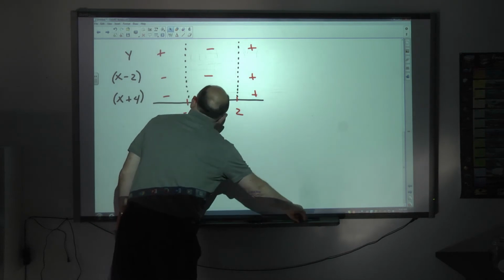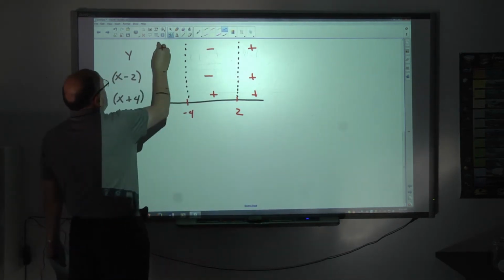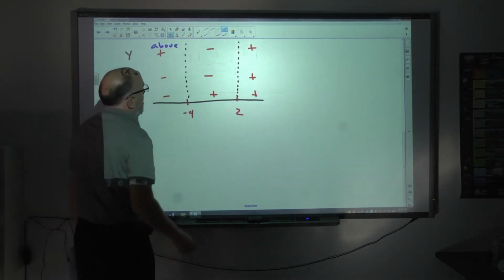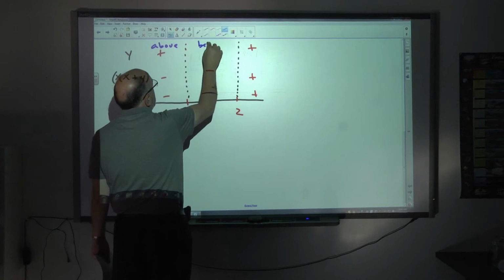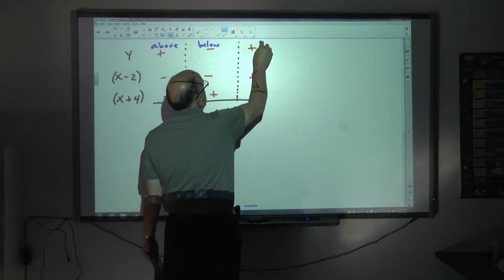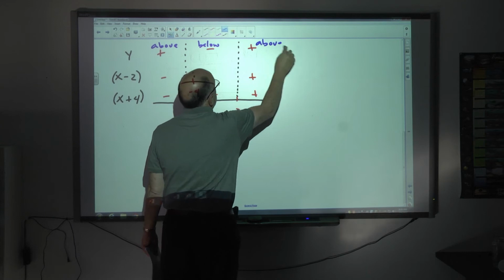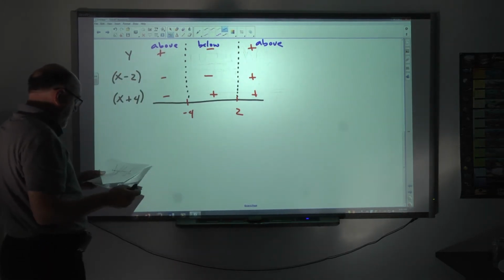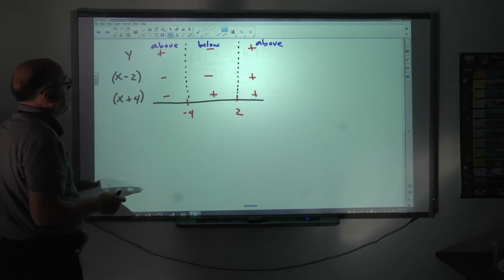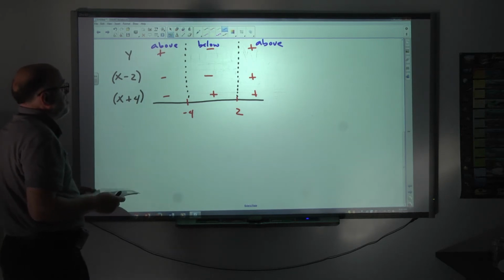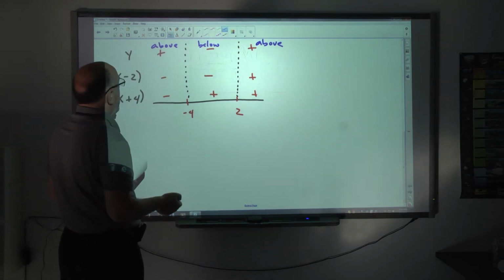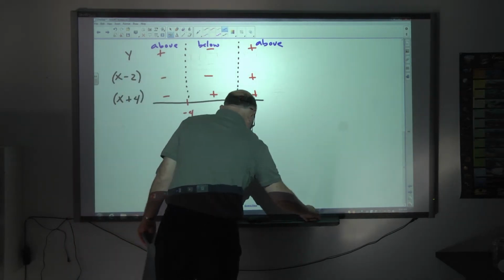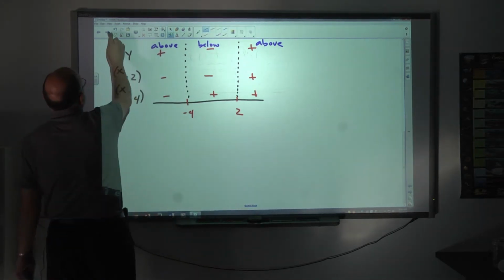So I know when x is less than -4, my graph is going to be above the x-axis. Here, we're going to dip below, and then here, we're going to be above. So we have the behavior of our graph, and based on this information, we can come up with an idea of what this graph is going to look like.